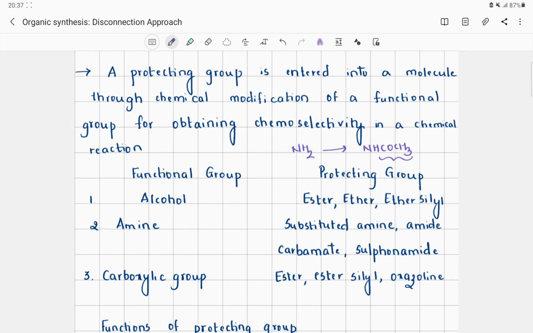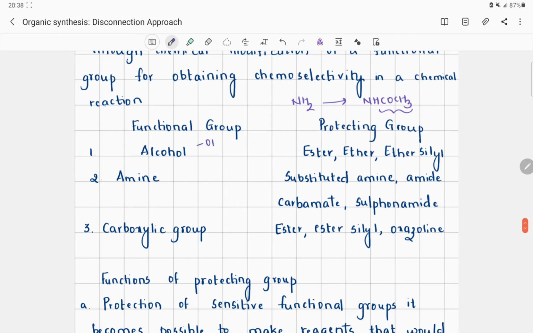Now, certain functional groups and the types of their protective groups can be seen in this particular table. If there is an OH, it can be converted to a respective ester, ether or silyl ether system. For example, an OH can be converted to OCOCH3, which is an ester group, to OCH3, which is an ether group, or to OSiR3, which is a silyl ether system. In this way, alcohol can be converted into various types of protecting groups.